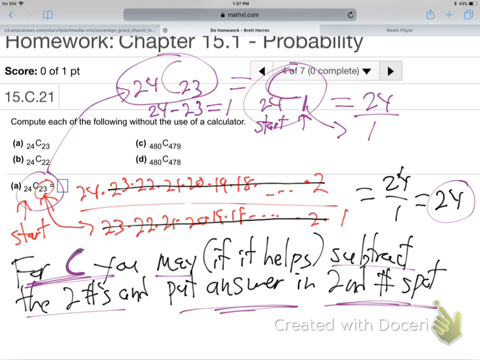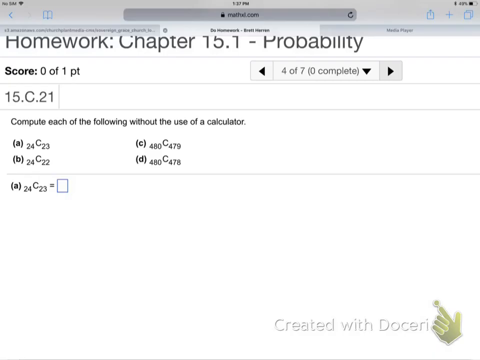So for C, if it helps, you can subtract the numbers. Can't do that for P. Works for C. Is that good? Questions on that? I'll try that for some of those other harder ones. So let's see. How about part B? So part B says 24C22. It would definitely help to subtract. So go ahead and subtract those numbers.